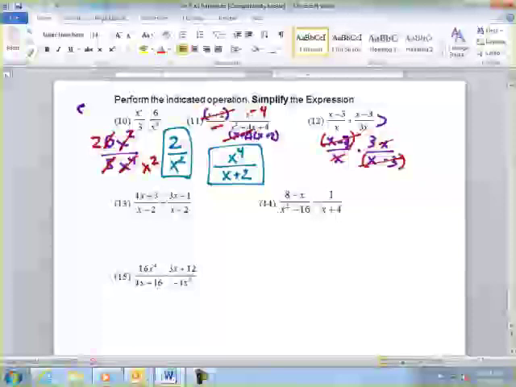A lot of students want to say 2x. Okay? 3x minus x would be 2x. But when we're dividing, we're not subtracting the coefficients. We're reducing out that matching piece of the x, so it just leaves the coefficient of 3. So 3x over x is 3, not 2x. That's a subtraction.